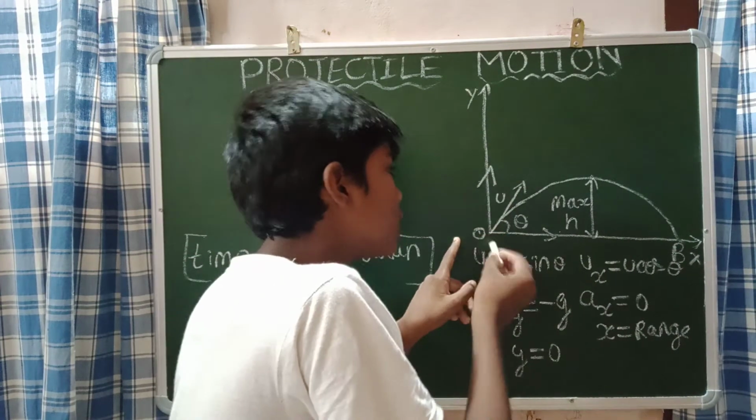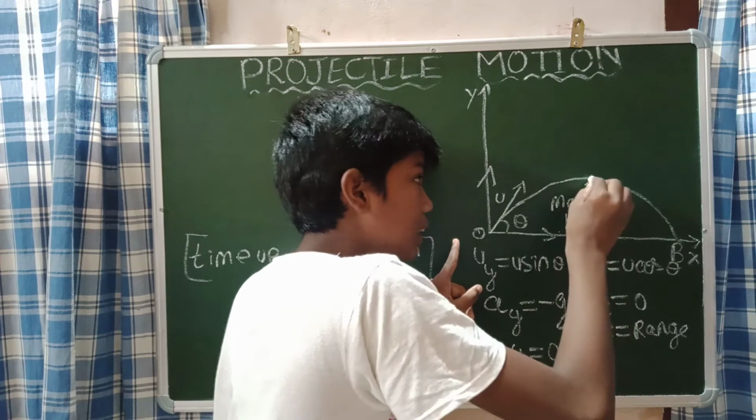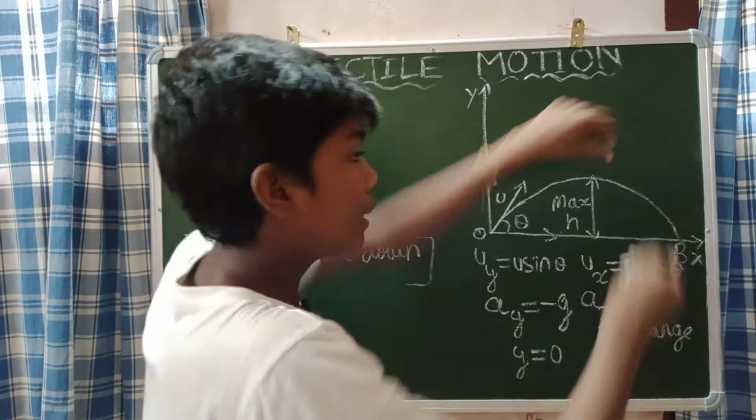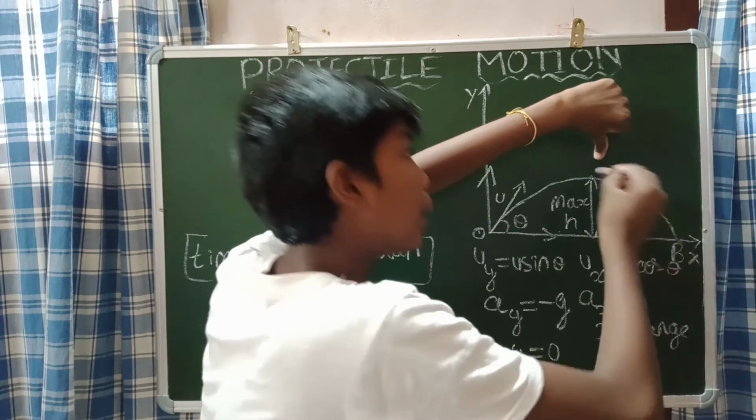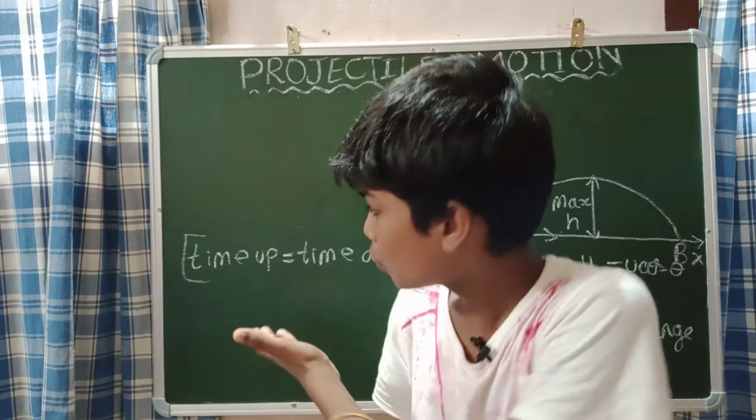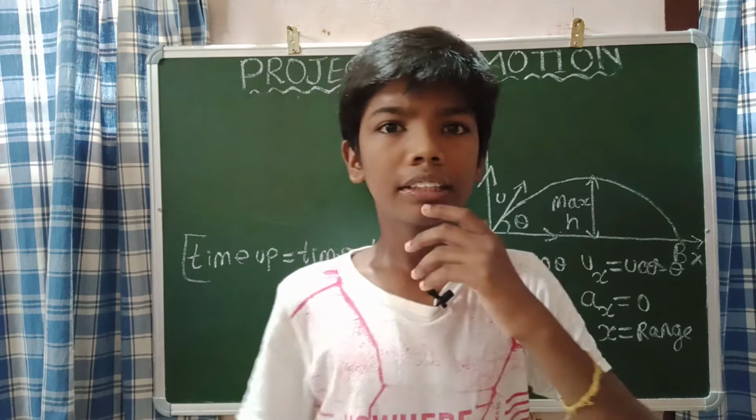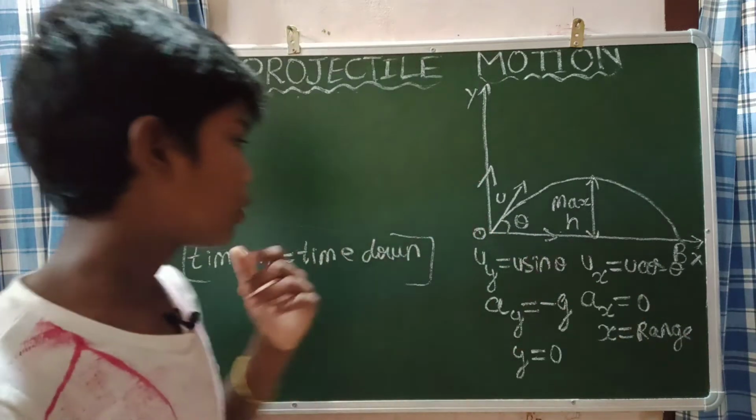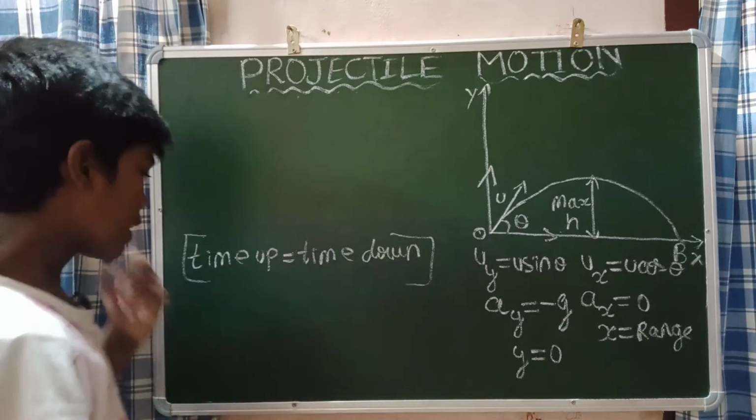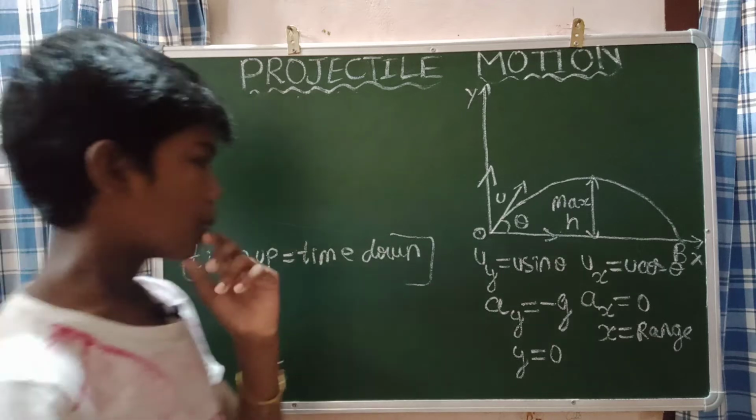Time taken to reach the maximum height from the origin is equal to time taken to reach the ground from this maximum height. That is what we call time taken to go up is equal to time taken to come down. That is what we need to consider here. Very simple concept, guys. So try to make a note of it. Time taken to go up is equal to time taken to come down.